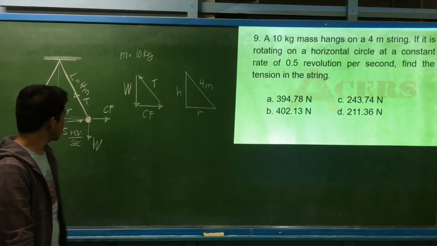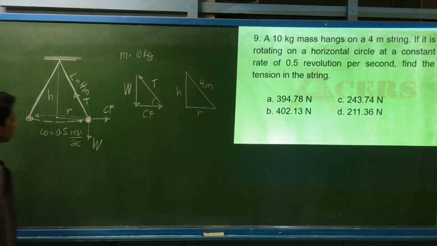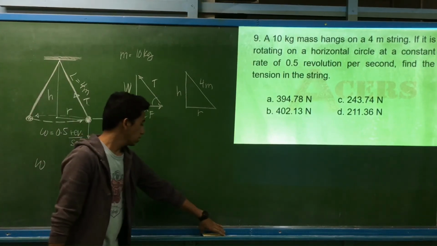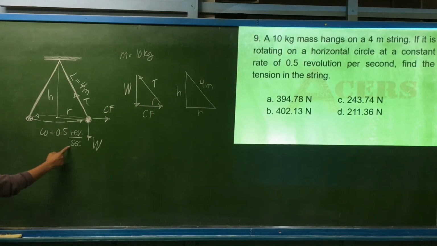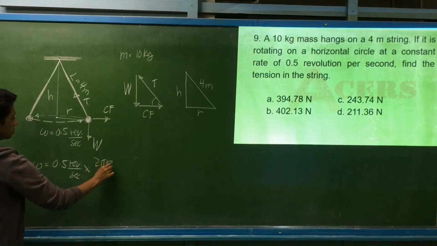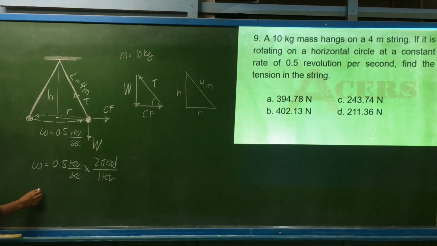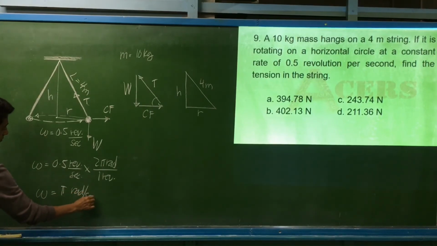So we can first consider the centrifugal force. Why centrifugal force? Since we have an angular velocity, let us use it. As you can see, this is 0.5 revolution per second, and we need it in radian per second. Angular velocity of 0.5 revolution per second is multiplied by 2 pi rad is to 1 revolution, since this is already in seconds. 0.5 of 2 pi is pi, so this is pi radian per second.